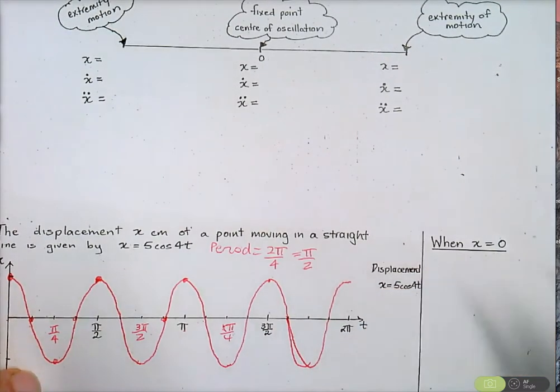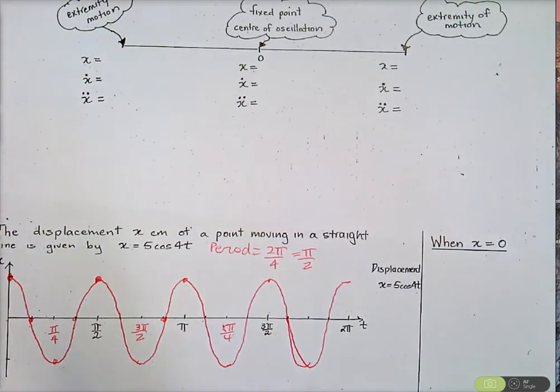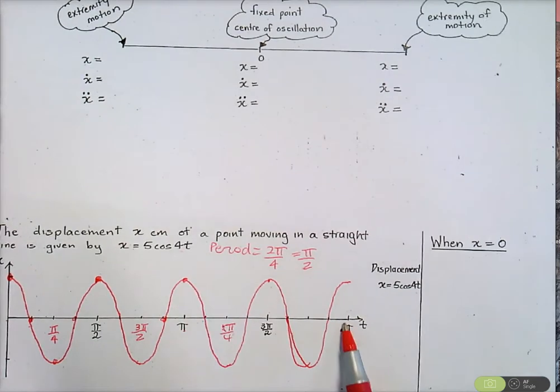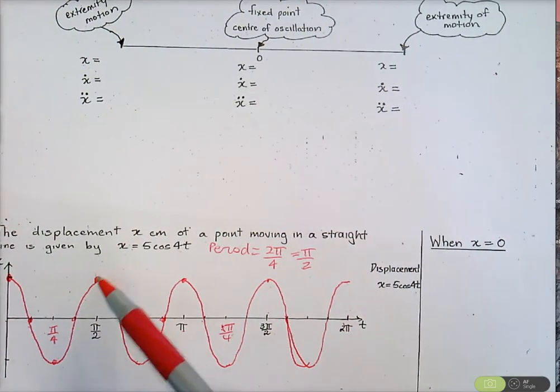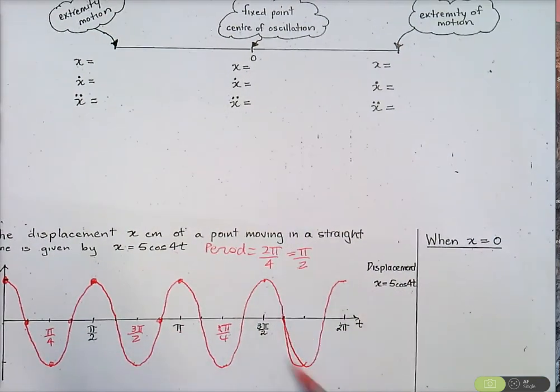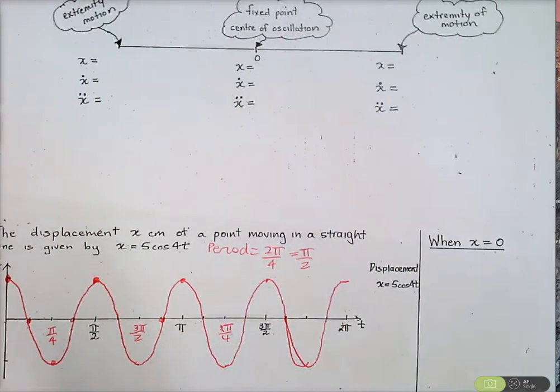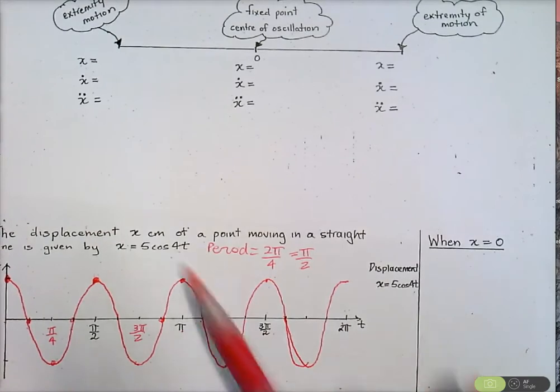It should end. And the other thing, you know how you've got 5 cos 4t, 4 periods fit into the normal 2 pi. Let's check. 1, 2, 3, 4. Okay? So that's your first graph. What's your second graph? We've got to differentiate that.